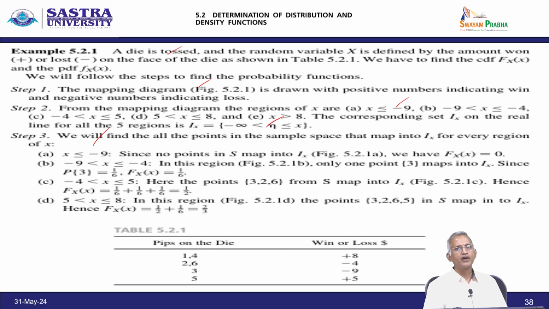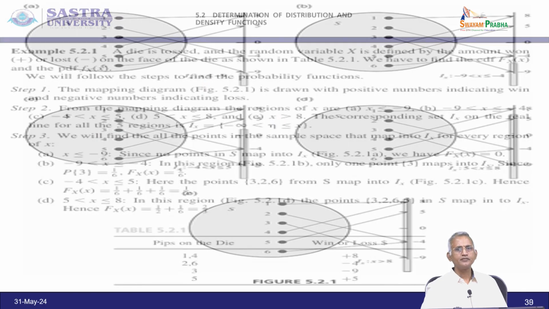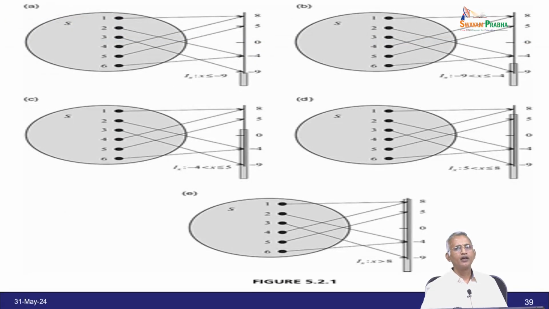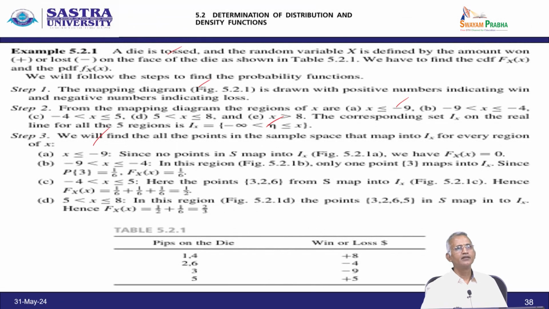In the regions of figure 5.21, A, B, C, D, E, please recollect it. A is x less than minus 9, and the possibilities are as follows: B is x between minus 9 and minus 4, C stands for x between minus 4 and 5, D is 5 less than x less than or equal to 8, and E is x greater than 8. Then the picture is like this. So, keep it in mind.